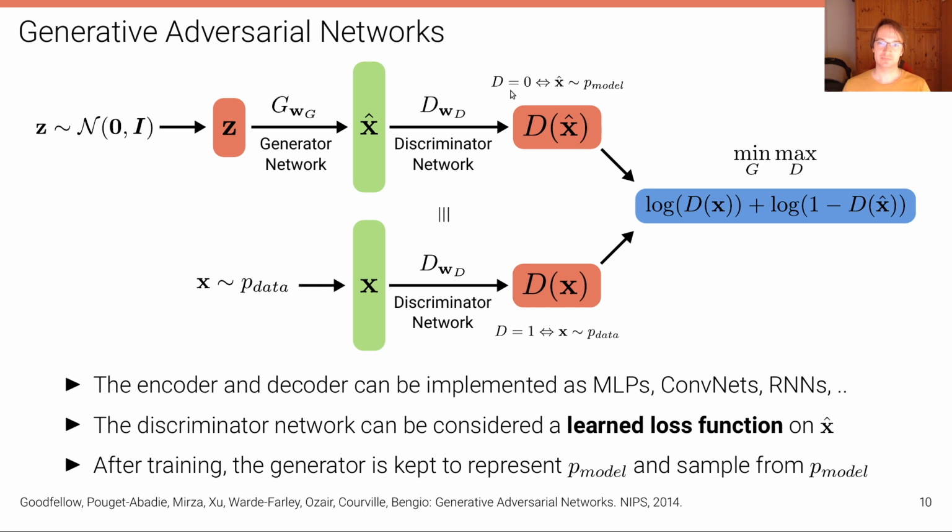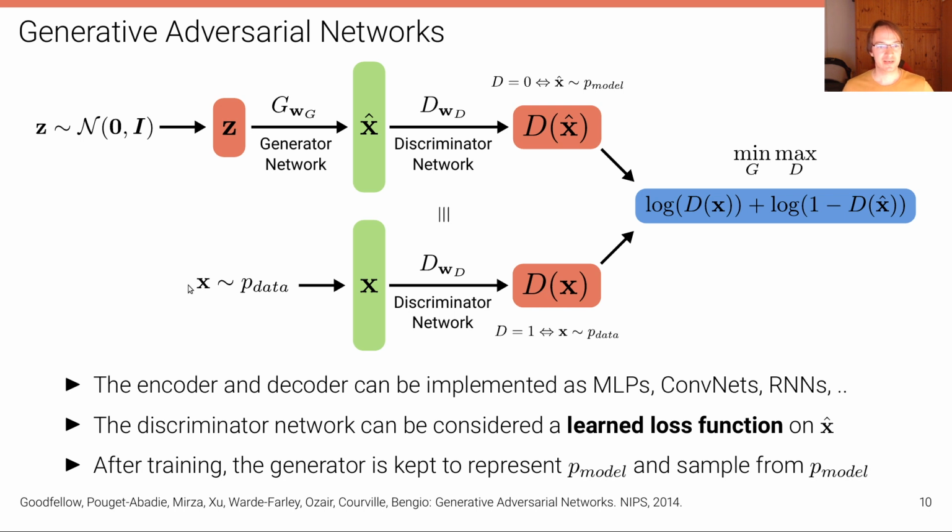So D should be equal to 0 if the sample comes from the model distribution, from the discriminator's perspective. And D should be equal to 1 if the sample comes from the data distribution, from the discriminator's perspective.